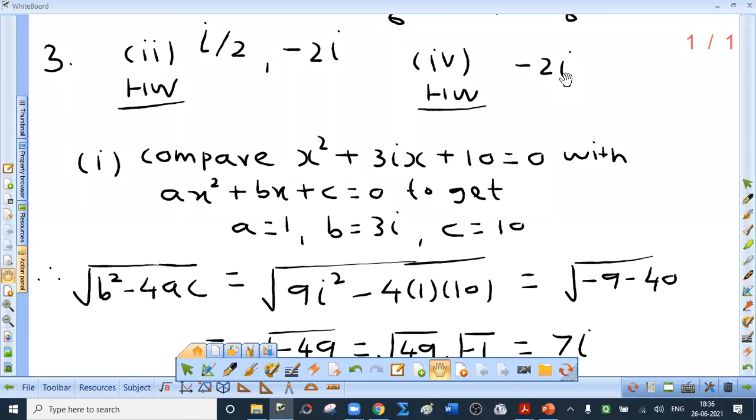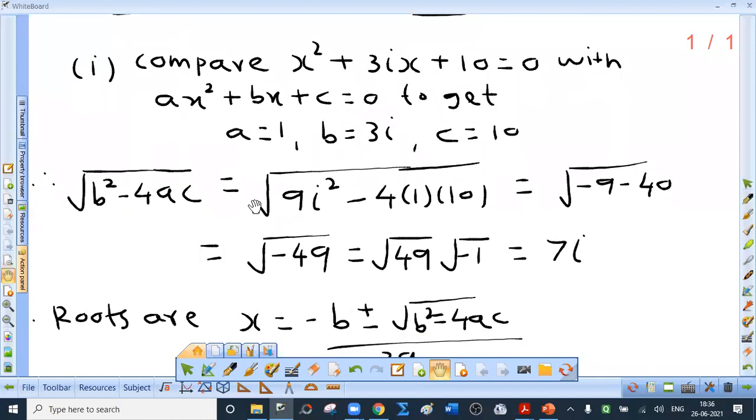Third question, solve the following quadratic equations. Second, fourth for homework, I have given the answers. First one, compare x square plus 3ix, i is an imaginary unit, plus 10 equal to 0 with ax square plus bx plus c equal to 0 to get a equal to 1, b equal to 3i, c equal to 10. So it is root of b square minus 4ac.